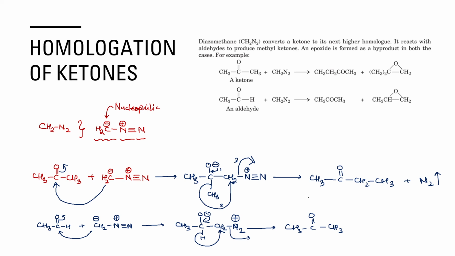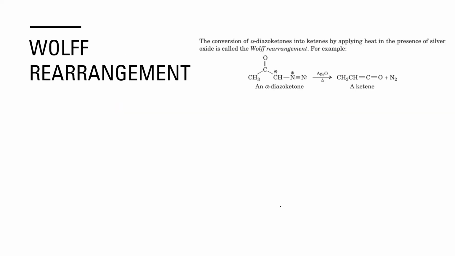Let's move on to the next reaction, which is known as the Wolff rearrangement. Remember, Wolff rearrangement is utilized within Arndt-Eistert synthesis. But we focus on Wolff rearrangement. What is Wolff rearrangement? Wolff rearrangement involves the conversion of an alpha diazoketone, the diazoketone you are seeing, into ketenes by applying heat in the presence of silver oxide. Actually, what happens?